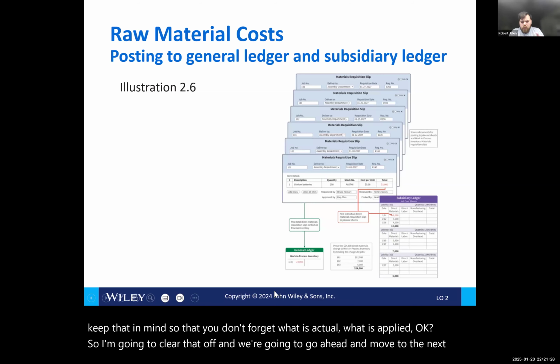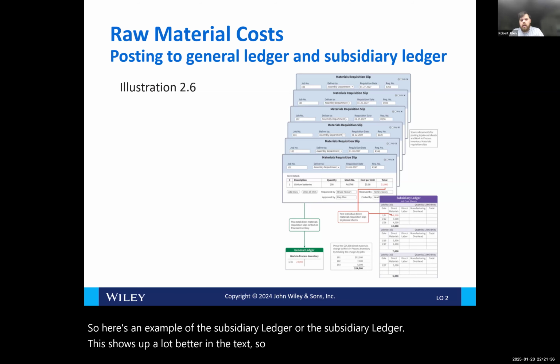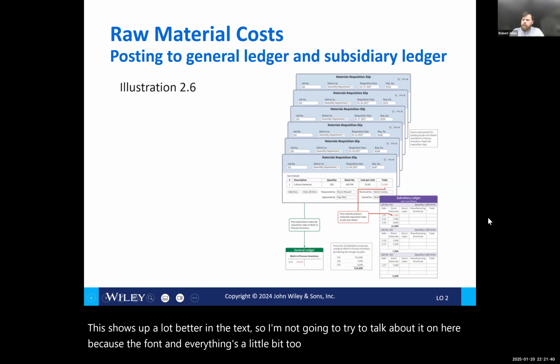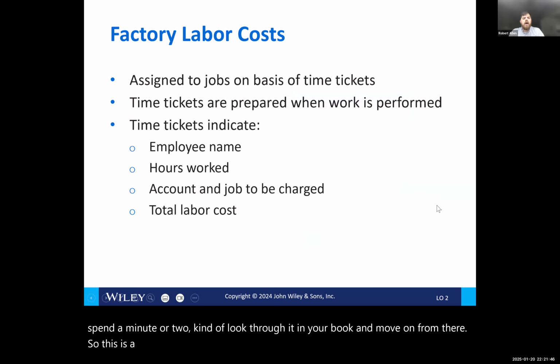So here's an example of the subsidiary ledger. This shows up a lot better in the text, so I'm not going to try to talk about it on here because the font and everything is a little bit too small. But I recommend you just spend a minute or two, look through it in your book and move on from there. So this is a pretty decent example of what that might look like as you tie things down. Next, we want to look at factory labor costs.